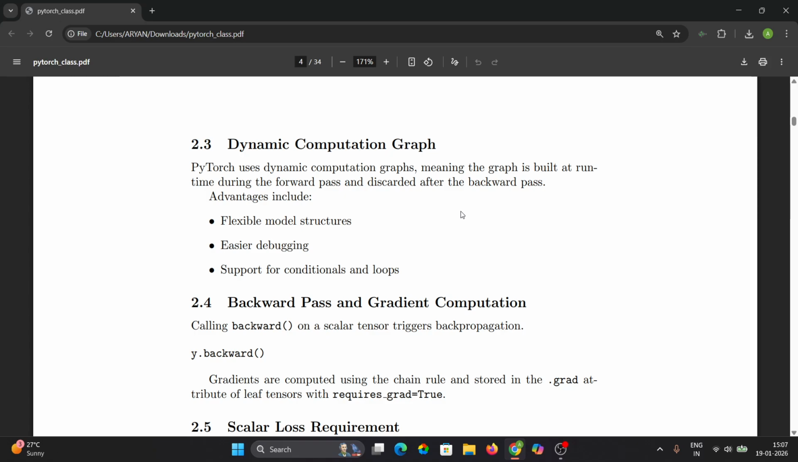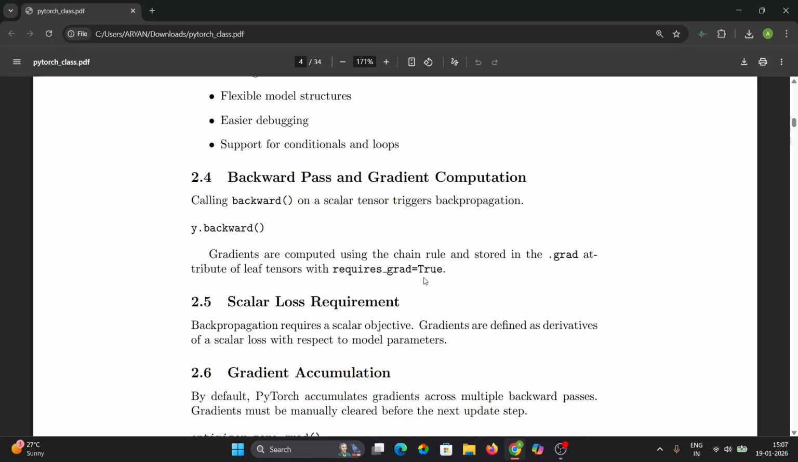So what is a dynamic computation graph? PyTorch uses dynamic computation graphs, meaning the graph is built at runtime during the forward pass and discarded after the backward pass. Once a backward pass is done, we discard the computation graph because it may interfere with other operations. Advantages include flexible model structure, easier debugging, and support for conditionals and loops.